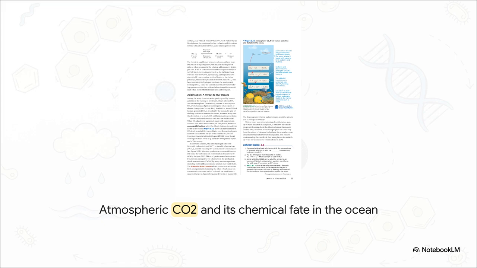When carbon dioxide dissolves in the ocean, it reacts with the water molecules to form carbonic acid. This acid then dissociates, releasing hydrogen ions. Remember our rule about pH? More hydrogen ions mean a more acidic solution, which lowers the ocean's overall pH.